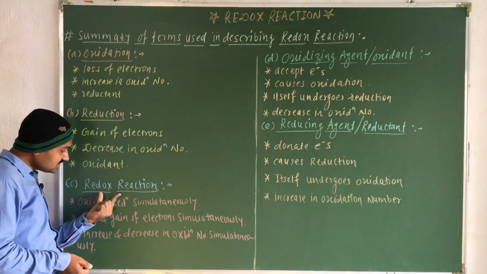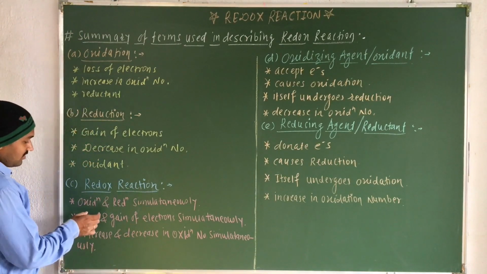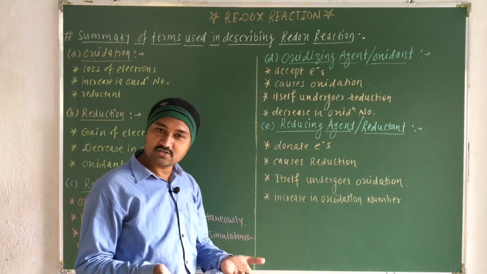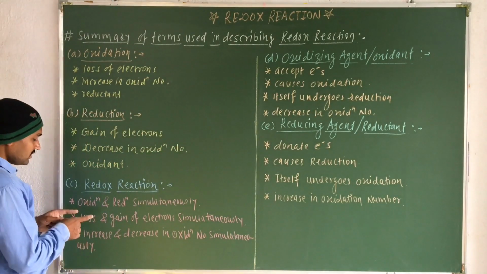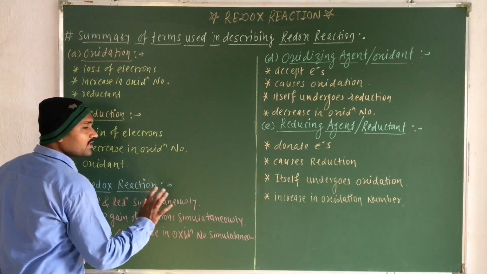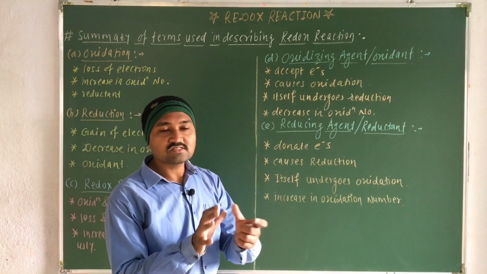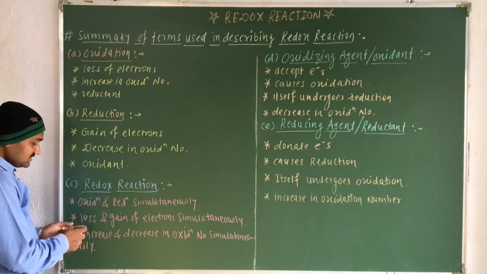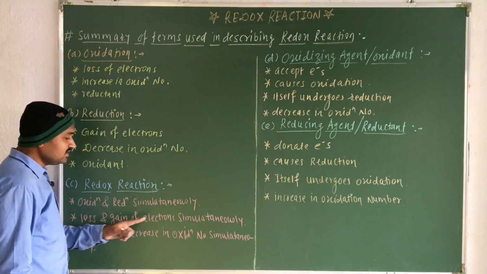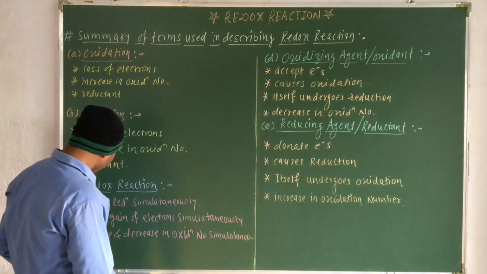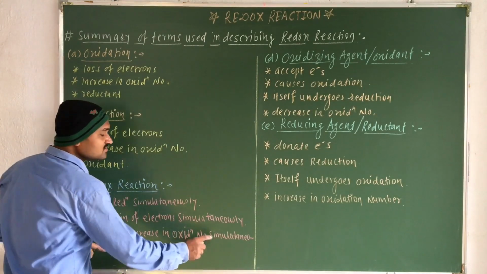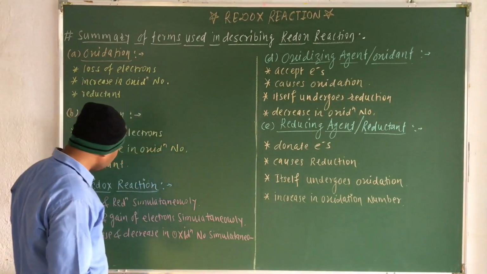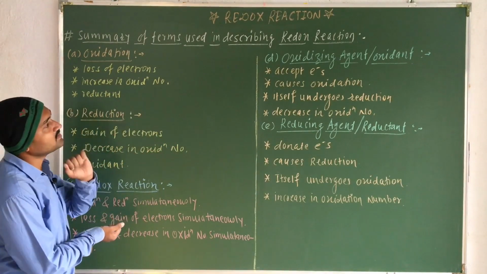Now next, the redox reaction. Here oxidation and reduction take place simultaneously in any chemical reaction, and that reaction is known as a redox reaction. Whenever the loss and the gain of electron take place simultaneously within the same reaction, that reaction is also known as a redox reaction. This is the point we have taken in terms of the electron transfer concept. Now here, increase and decrease in oxidation number take place simultaneously, and this reaction will again be called a redox reaction. This is regarding your oxidation number concept.